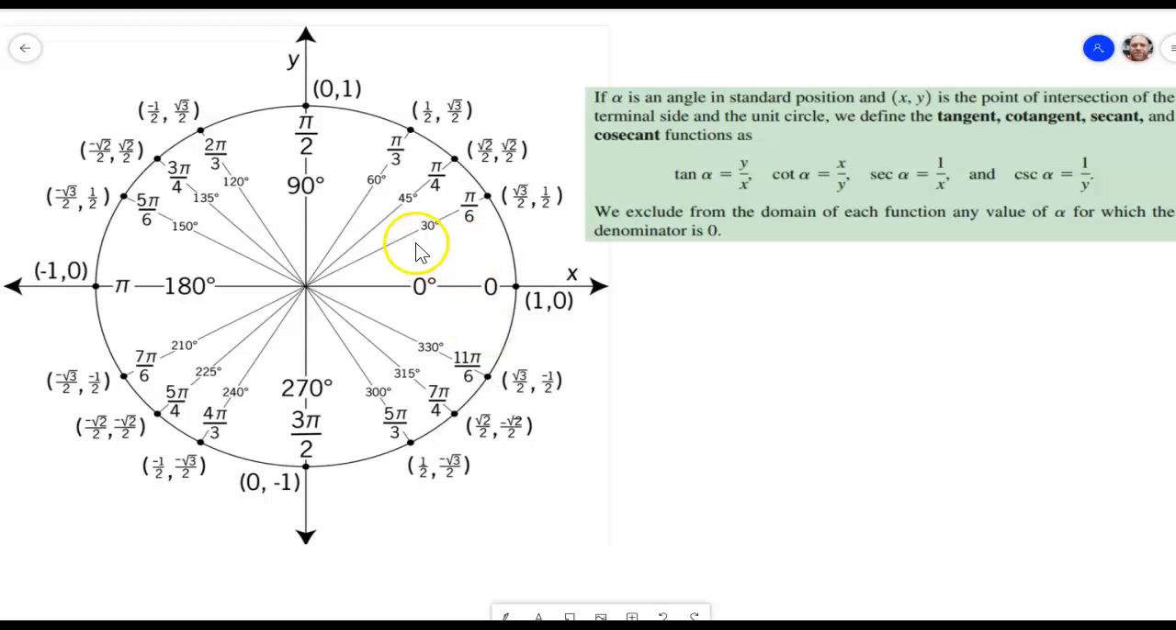Notice that when I did that, I skipped the 45-degree angles. I was not counting those because they're a little bit different than the 30-degree angles.